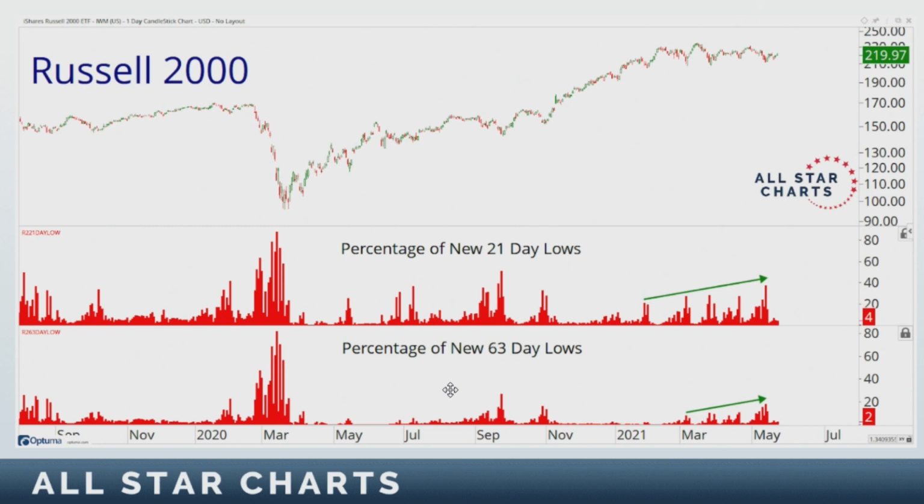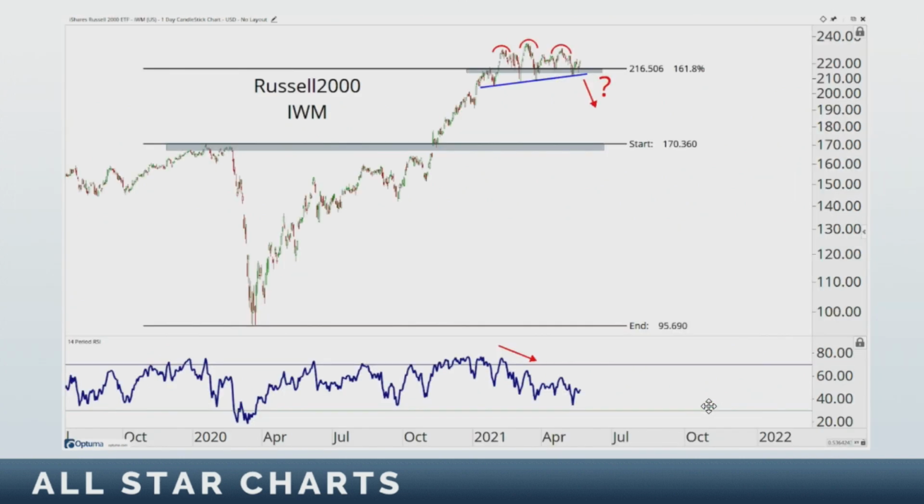Where else are you seeing it? You're seeing it in small caps. Right? Look at the percentage of new 21-day lows, new 63-day lows. These lists are getting longer, not shorter. So these are downside breadth expansion, not what you normally see when stocks are about to make a big move higher. It's what you normally see when stocks are about to make a move lower.